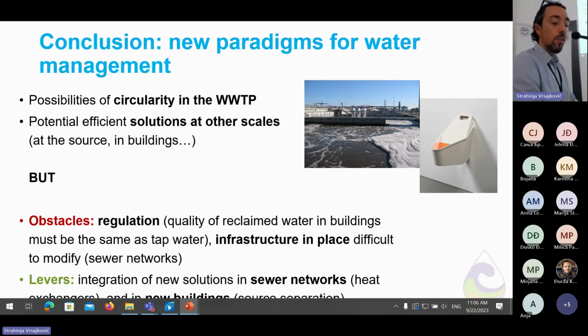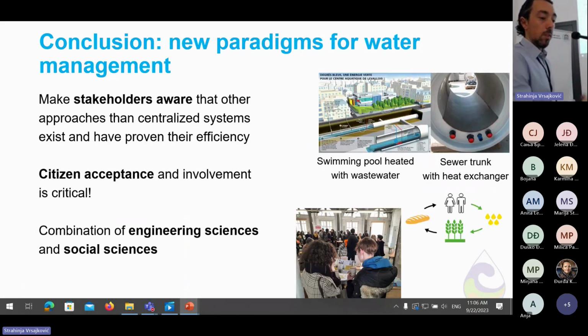But there are some levers. You can integrate these new solutions. For heat exchange, it's easy. You just put a heat exchanger in the sewer networks. And for the other solutions that we've presented, the urine separation or grey water separation can be implemented in new buildings during construction. So it has already been said in a few presentations.